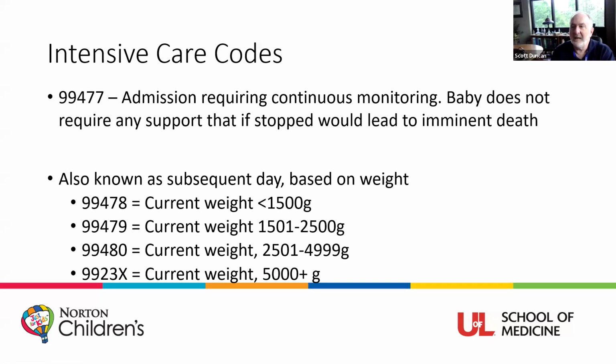Even I can figure out if the kid's 1,430 grams and is just on a monitor and maybe getting tube feeds and an isolette, this is the code I'm going to use. This is 99478. He's not got a life-threatening illness. He's being fed and grown and that sort of thing. So here are our weight categories: 478 is less than 1,500. 479 is 1,500 to 2,500. 480 is 2,500 to just shy of 5 kilos. If they're over 5 kilos, we're going to go back to those hospital code sets, the 99231, 232, 233.